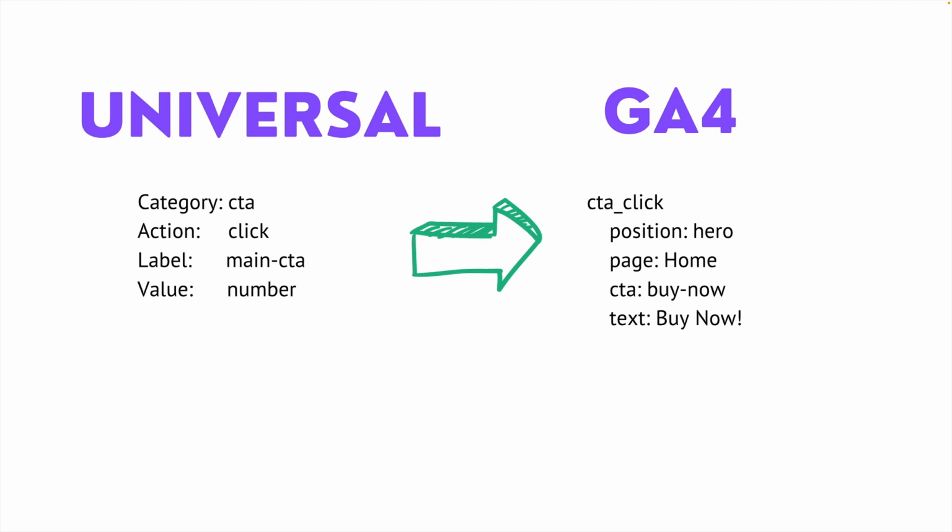What would be an appropriate event in GA4? And now this is interesting. So we have more data to work with. So let's call this CTA click, cta_click. We're using the noun verb method, and we can add a lot of information. For example, we can say that this is from the hero section, and we can set the page to home, and the call to action is buy now, and the text is buy now. And as you can see, we can add a lot more information. But that also means that you have to rethink your events from scratch.